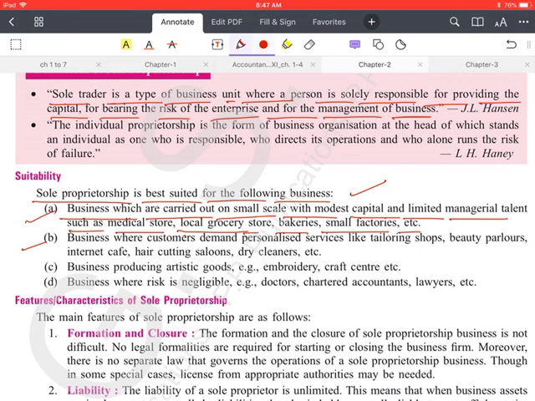Next is business where customers demand personalized services, like tailoring shops, beauty parlors, and internet cafes, and hair cutting salons, dry cleaners, etc. So these types of businesses require personalized services.